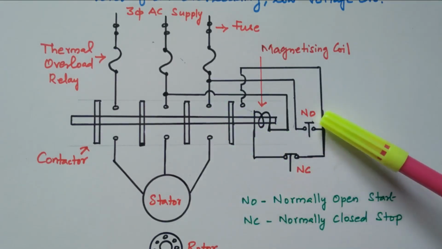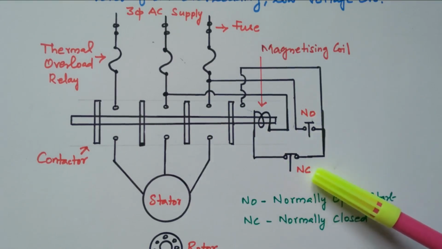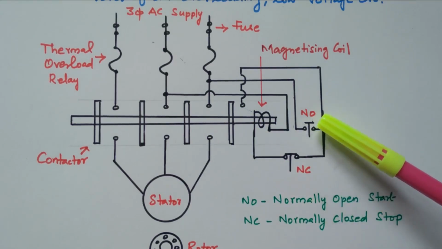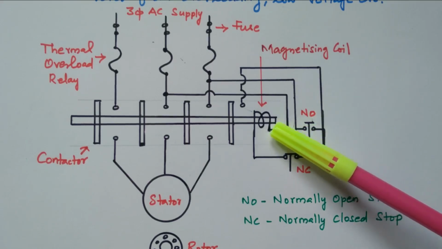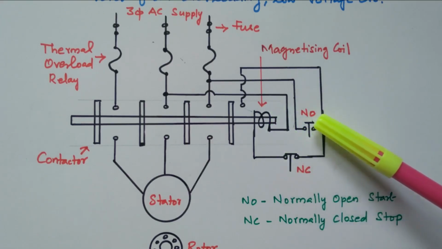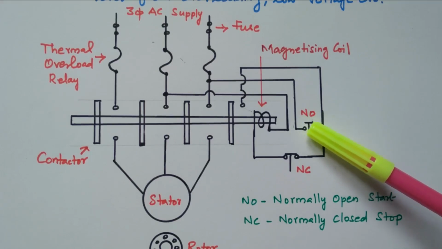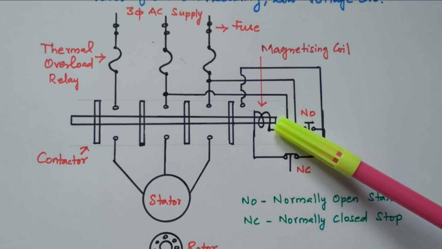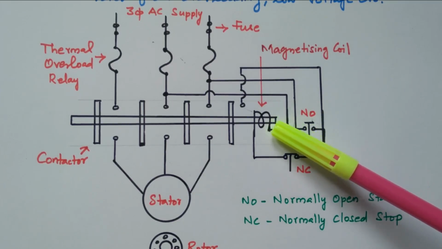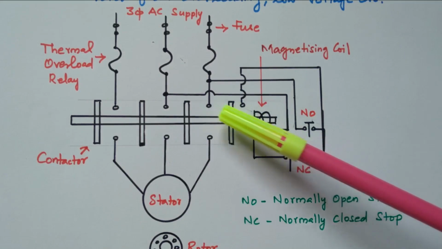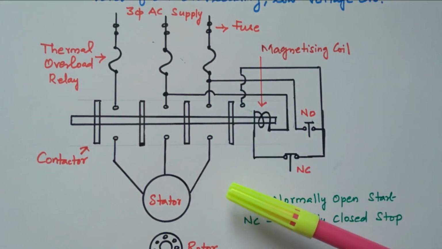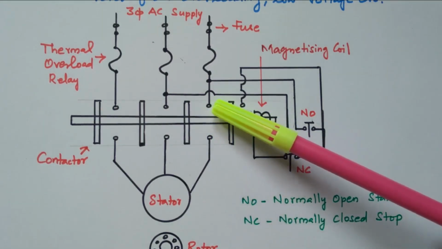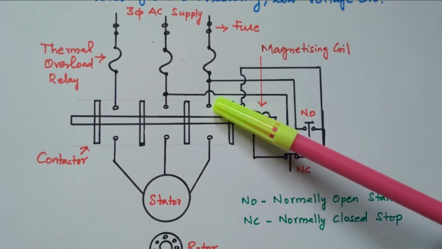So initially, NO is in open condition, NC in closed condition. Due to the open condition, the supply is not given to this magnetizing coil. It is in a de-energized manner. So in order to start the motor, this NO is closed. While closing, the circuit is closed. The supply is given to the magnetizing coil. Due to that, it becomes energized. It attracts this slip ring and the supply is connected to the stator. Now the motor is applied with the rated voltage.